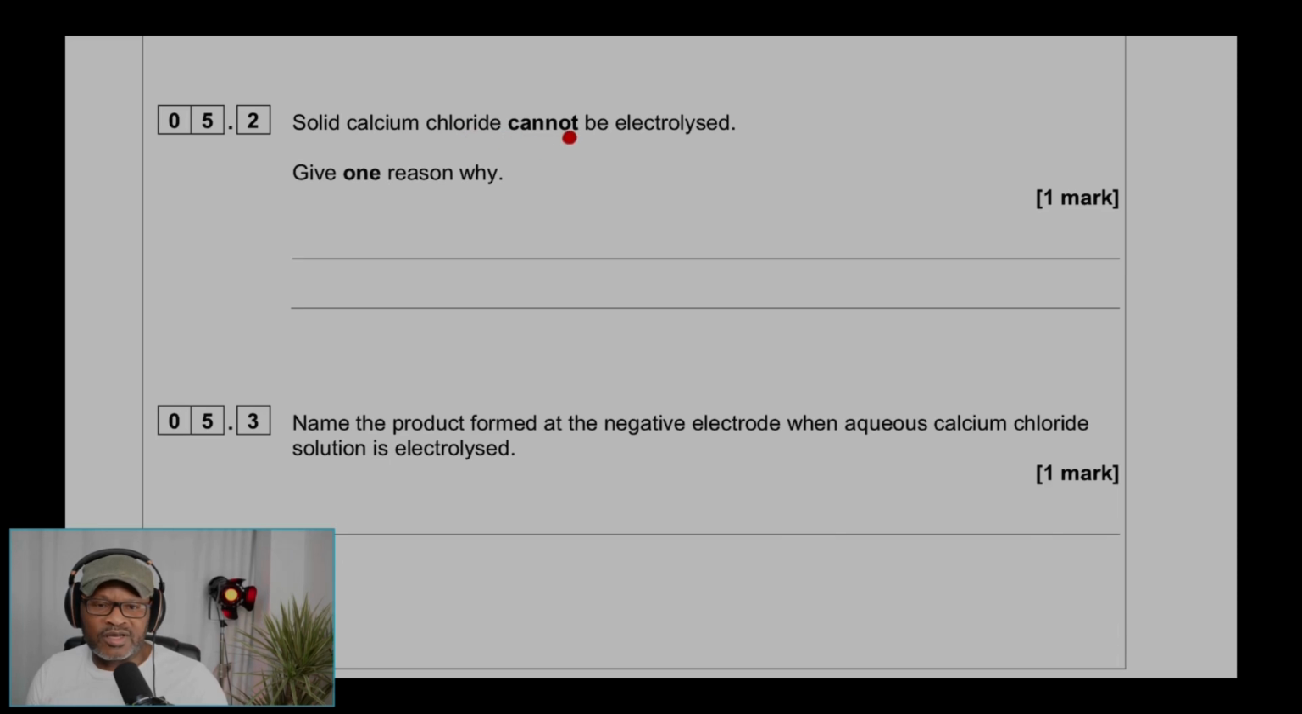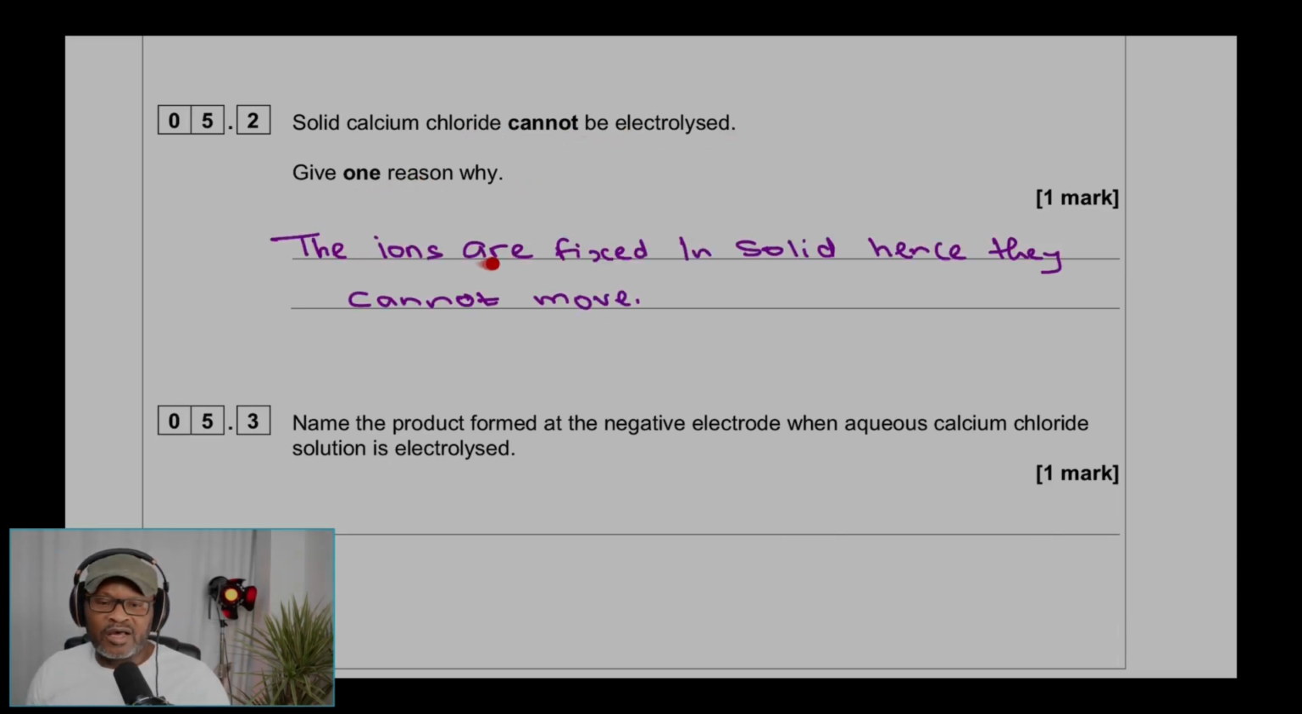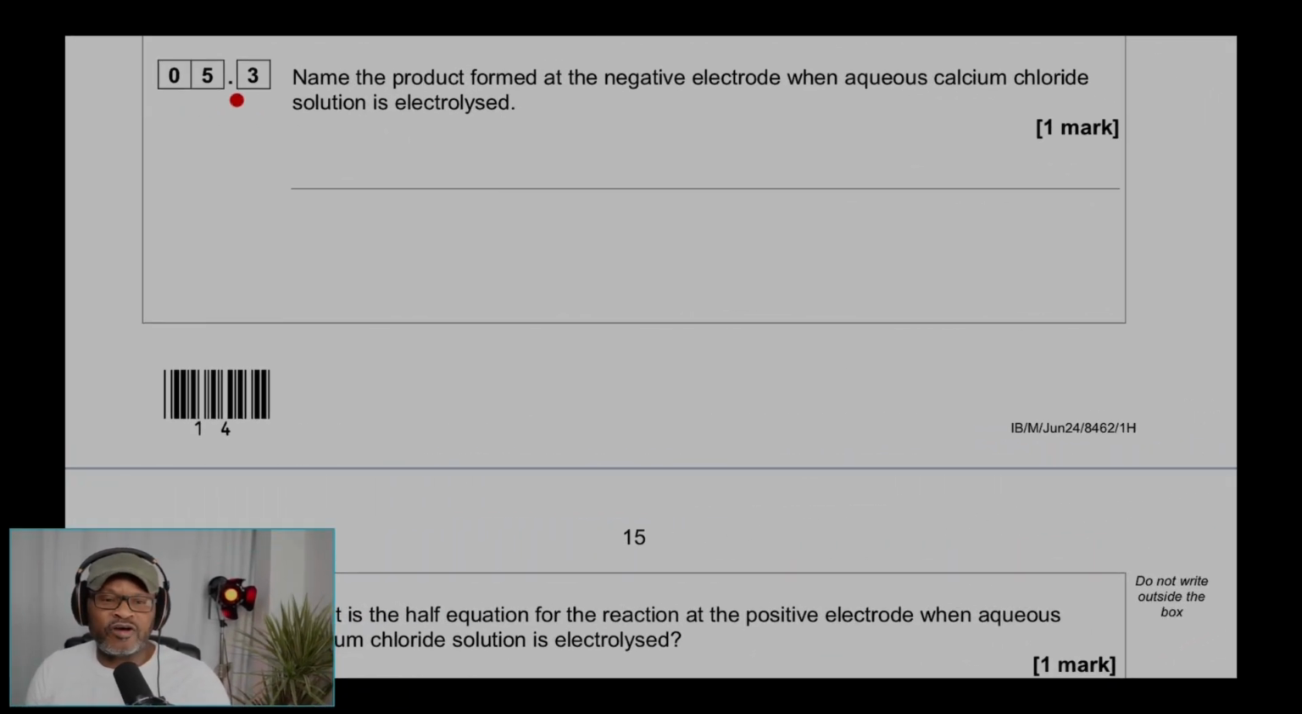Question 5.2. Calcium chloride cannot be electrolyzed. Give one reason. Well, because it's solid, the ions are fixed in the solid, hence they cannot move. Question 5.3. Name the product formed at the negative electrode when aqueous calcium chloride solution is electrolyzed.